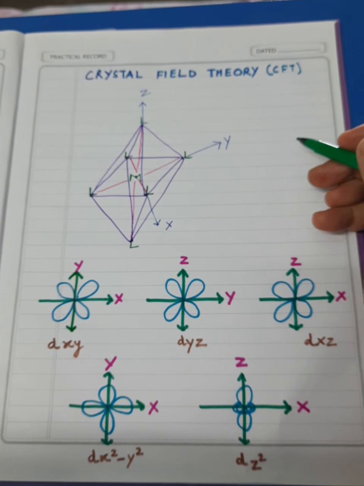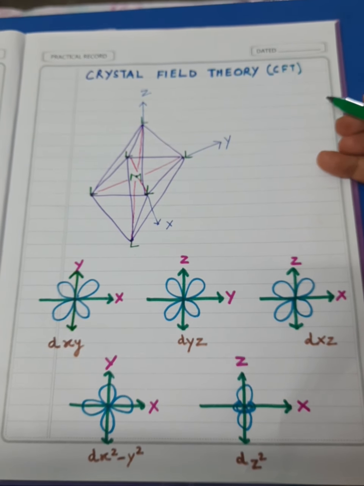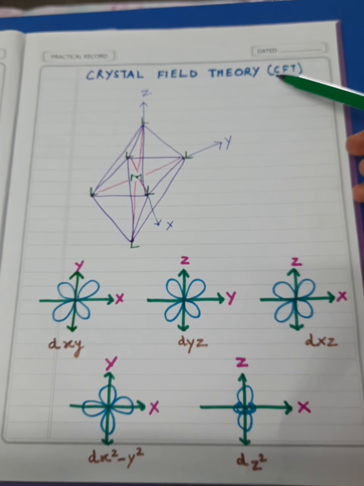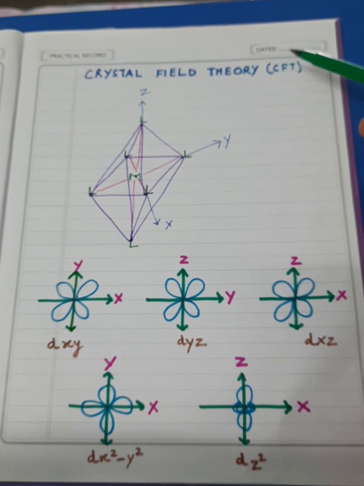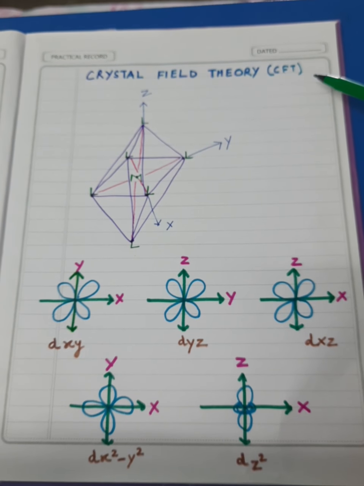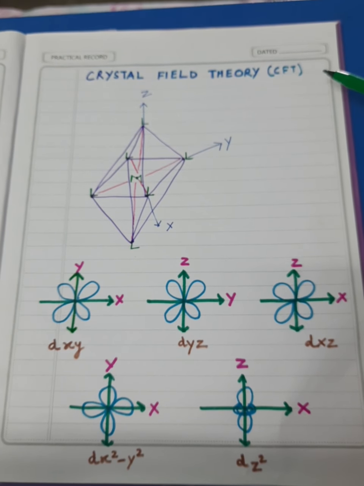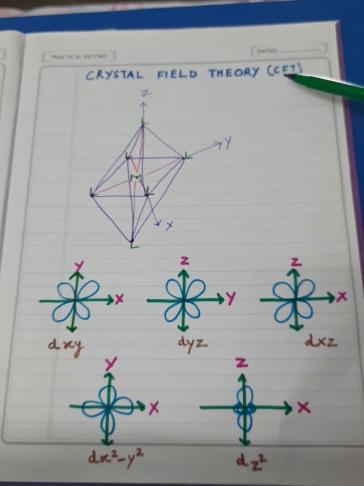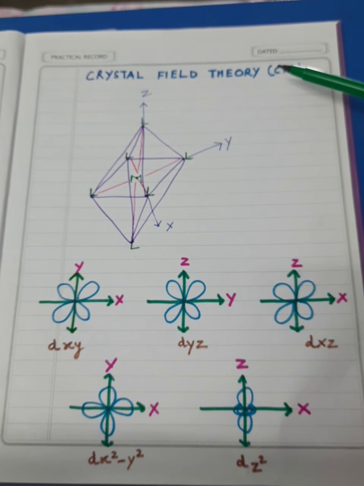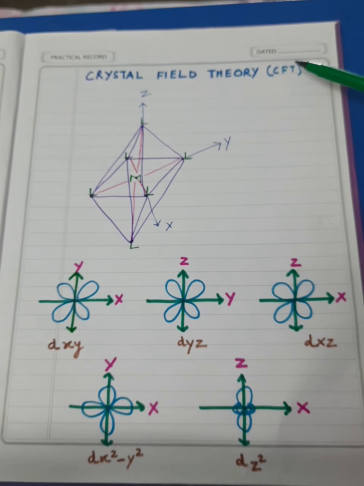Hello my dear students. In today's video we are going to discuss crystal field theory, which is also known as CFT. This theory deals with the study of structure, geometry and magnetic behavior of coordination complexes. This theory is superior or preferred over valence bond theory in various ways.